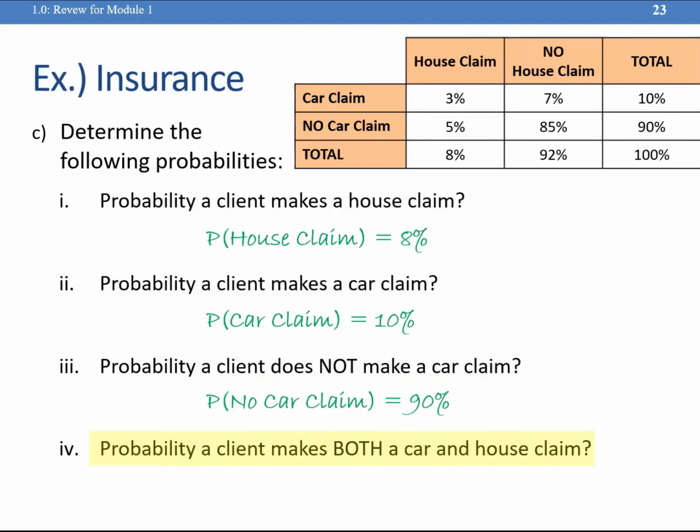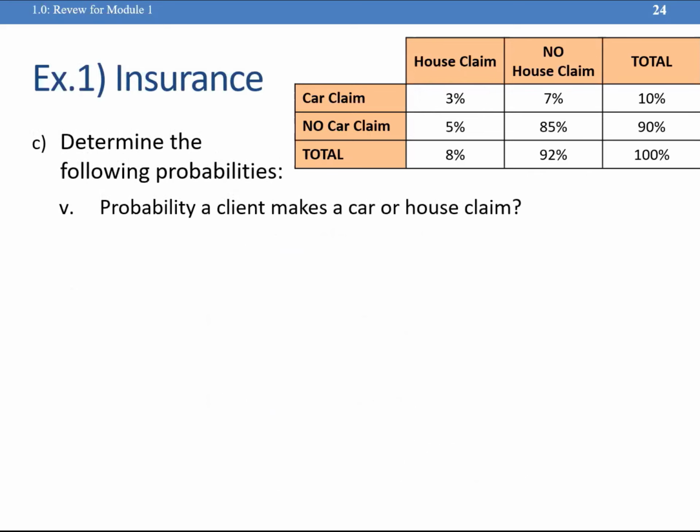And now we have the probability a client makes both a car and a house claim. Well, that one is a junction. We've got car and house claims. Just remember, the "and" probabilities are on the inside of the table. So I look for where house and car intersect over here at 3%. So for car and house claim, the probability is 3%.